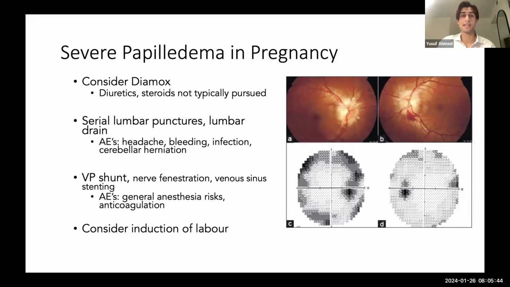And then at that point, a VP shunt is probably one of the more common surgical procedures in IH pregnancy that's fulminant, as opposed to nerve fenestration or venous sinus stenting, which carries general anesthesia risks and anticoagulation risks, which we don't always really want a patient who's pregnant to be anticoagulated because of the risks associated there. An induction of labor can be considered as well if there's non-responsive IH and a patient's close to being delivered at that point.